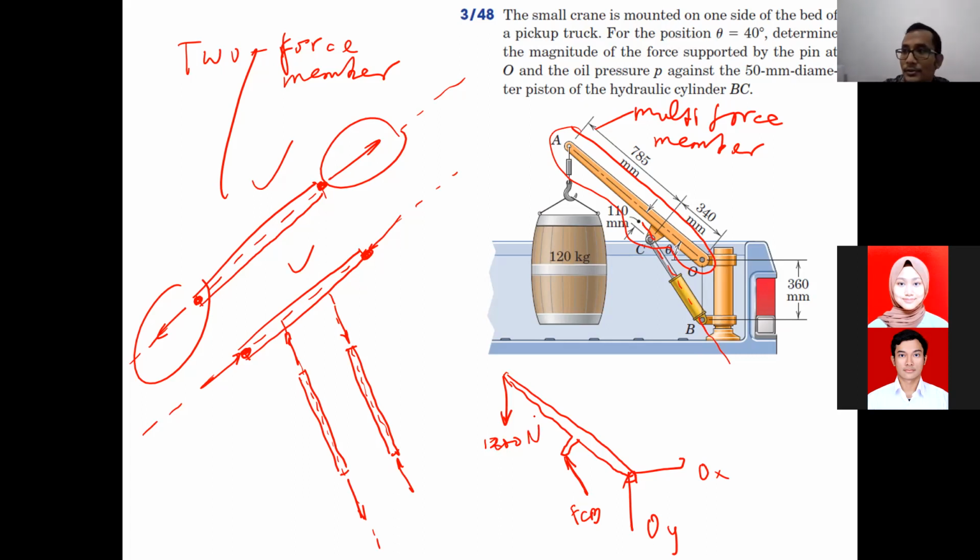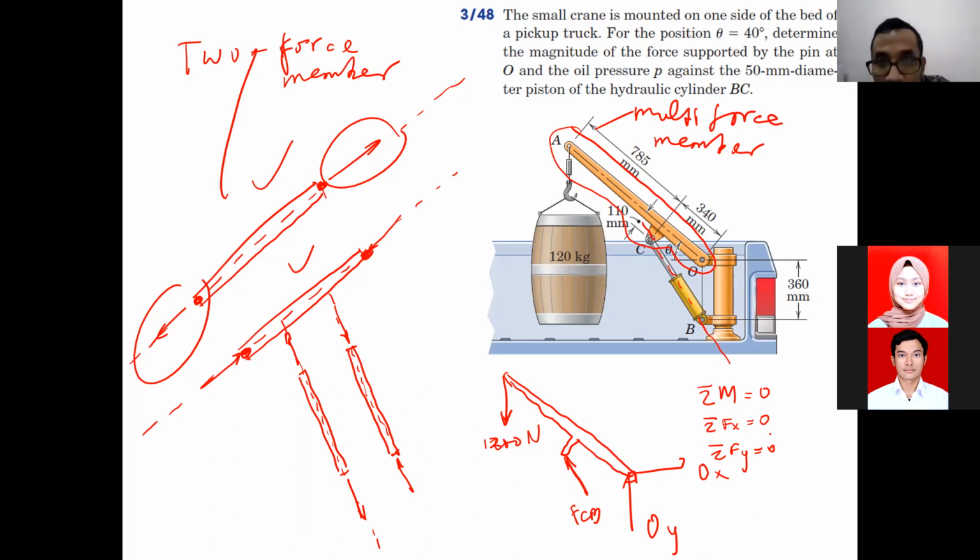Di sini kita punya berapa anons? 3. 3 anons: FCB, OY, OX kan ya. Kita punya berapa persamaan? Hilmi? 3 juga. Kita punya 3 persamaan. Apa saja itu persamaannya? Sigma M sama dengan 0. Sigma Fx sama dengan 0. Sigma Fy sama dengan 0. Oke. Ya. Sigma momen sama dengan 0, sigma Fx sama dengan 0, sigma Fy sama dengan 0.